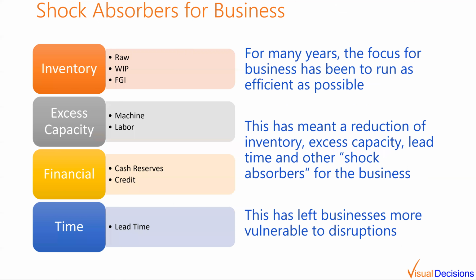And so some of those different shock absorbers or excess capacities that you can put in place include inventory, whether it's raw material, work in process, or finished goods, excess capacity from a machine or labor perspective, and financial cash reserves or credit that allow you to respond in a given situation. And also, from a time perspective, being able to quote additional lead time to our customers to give ourselves a chance to respond when these different things occur.